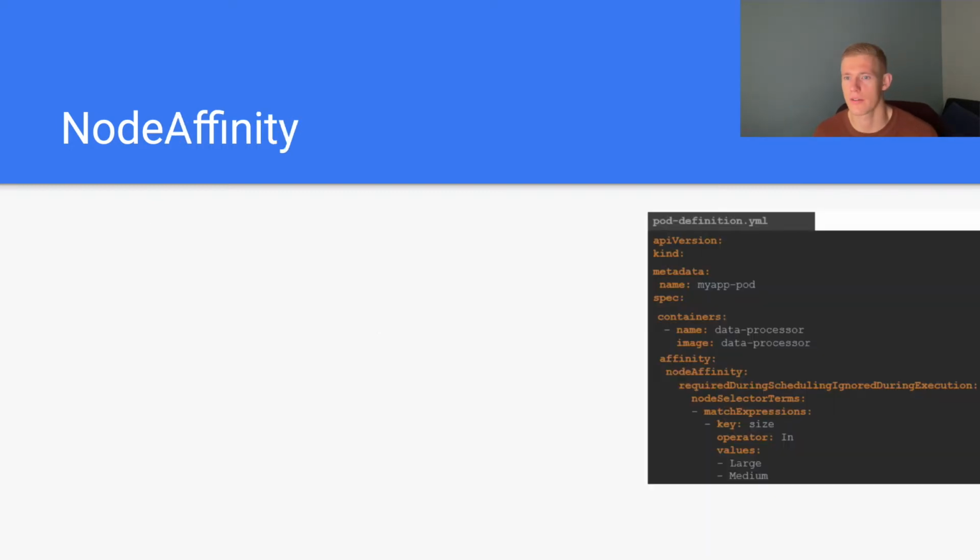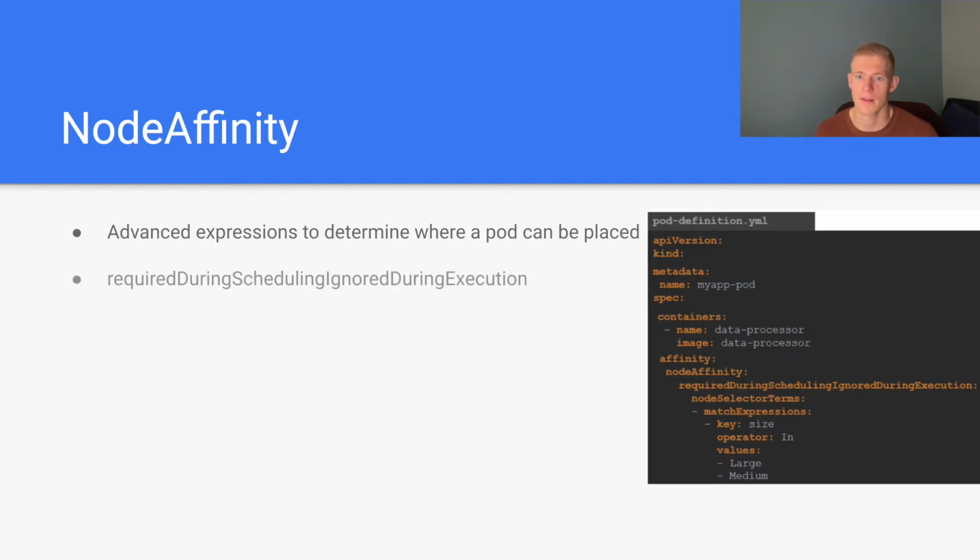Next is node affinity. This is where the Kubernetes API allows us to specify more complex expressions. So what does node affinity allow us to do? It allows us to use advanced expressions to determine where a pod can be placed within our cluster. There are two types of node affinity.